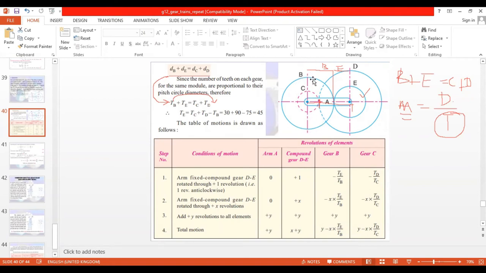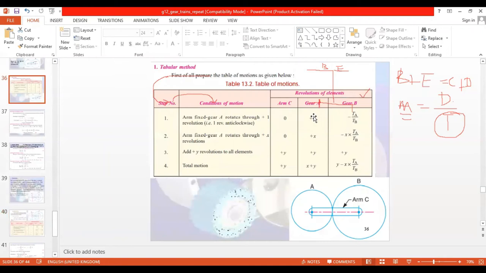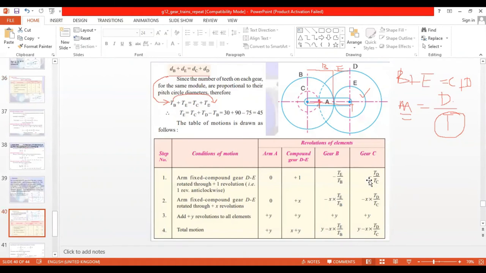You see here, B is in contact with E. So if E is making one rotation, B is going to make TE by TB rotations. I repeat, if D makes one rotation, B is going to make TE upon TB rotations. Similarly, if A is making one rotation, B is going to make TA upon TB rotations. We apply the same thing here: if E makes one rotation, B is going to make TE upon TB rotations.